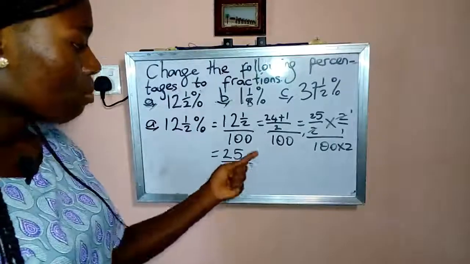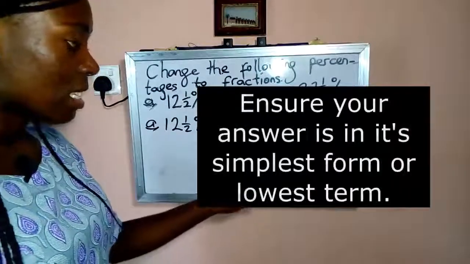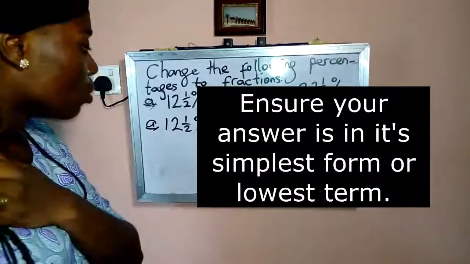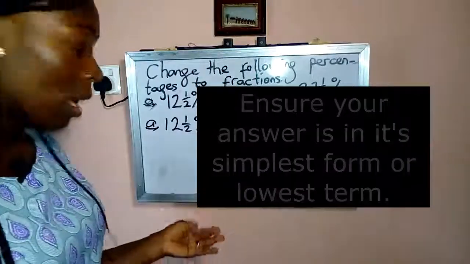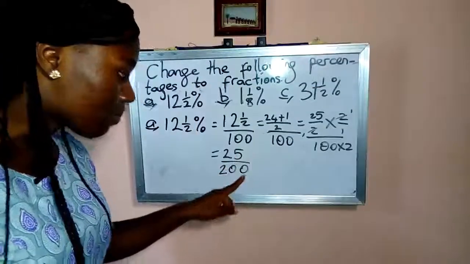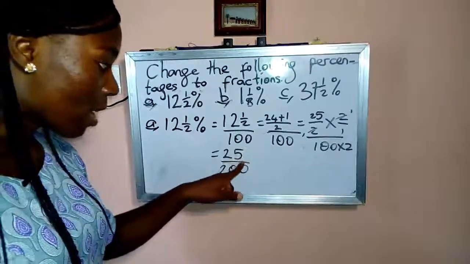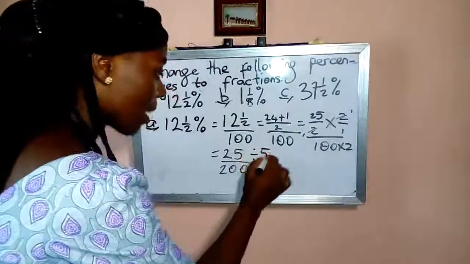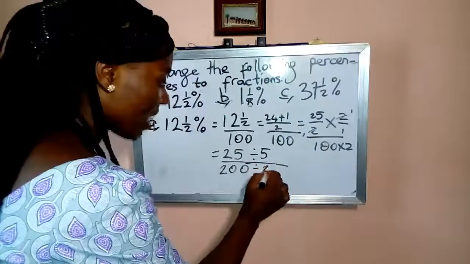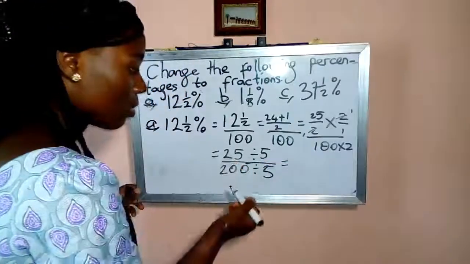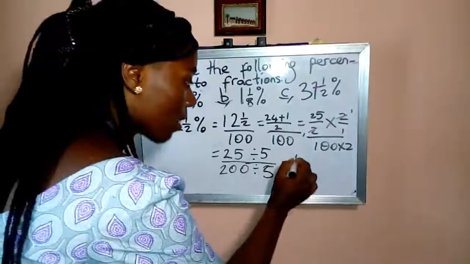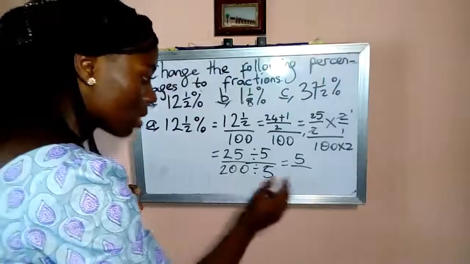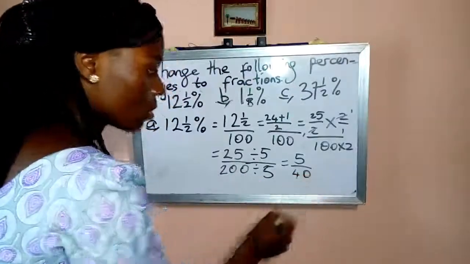But again, make sure that whatever your answer is, it is in its simplest form or its lowest terms. Now I'll check what number can go into 25 and 200. This last digit here is 5, last digit here is 0. That is, 5 can go into both of them without a remainder. So let's see, 25 divided by 5, 200 divided by 5. 5 into 25 will give us 5. 5 into 2 cannot, because 2 is smaller than 5. So 5 into 20 will give us 4. 5 into 0 will give us 0.